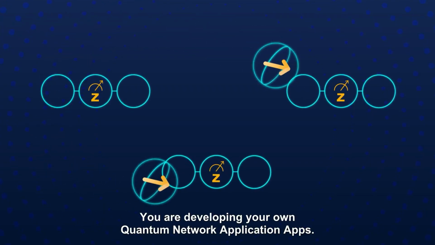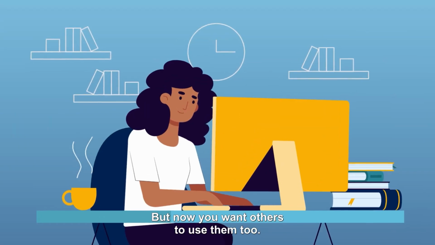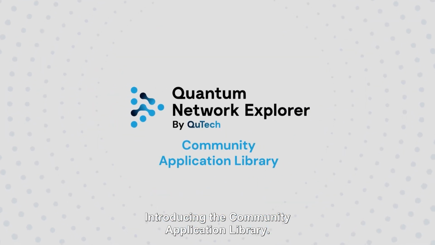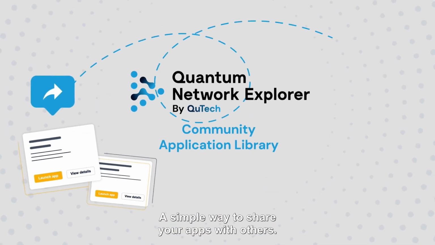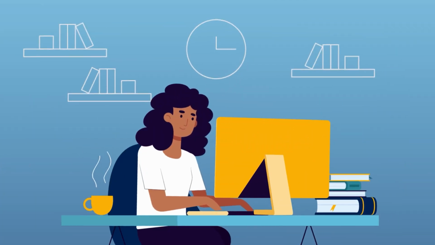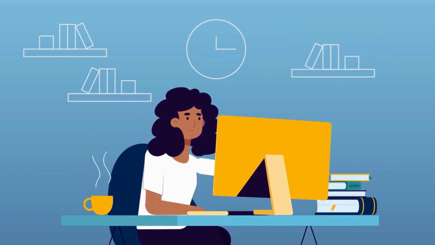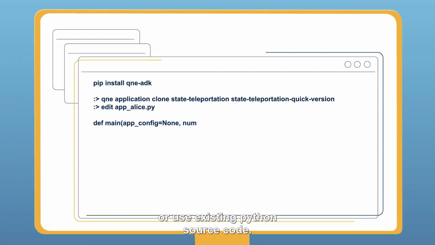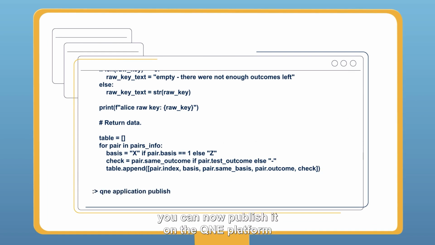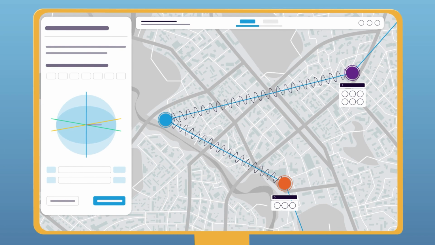You are developing your own quantum network application apps. Amazing! But now you want others to use them too. Introducing the Community Application Library, a simple way to share your apps with others. So, how does this work? First, install our Application Development Kit. You can start writing your apps from scratch or use existing Python source code. Then, when your work is finished, you can now publish it on the QNE platform for others to explore.